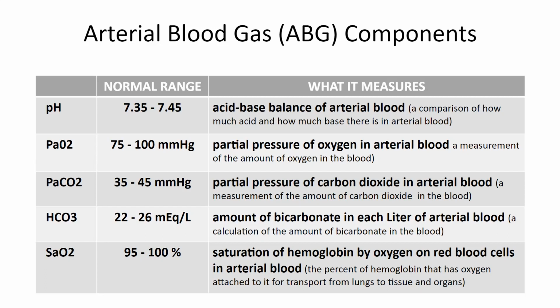PaCO2 is a measurement of carbon dioxide in the blood and decreases the pH of the blood, making it more acidic. HCO3 is a measurement of bicarbonate in the blood, and it increases the pH of the blood, making it more alkalytic.